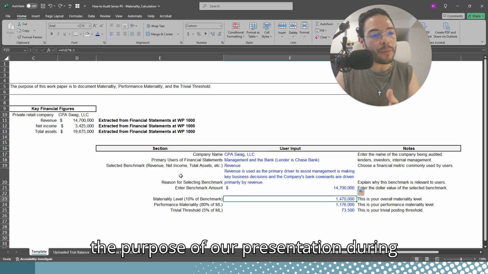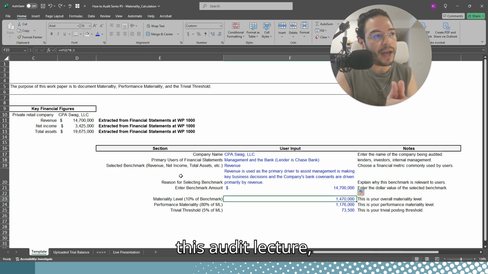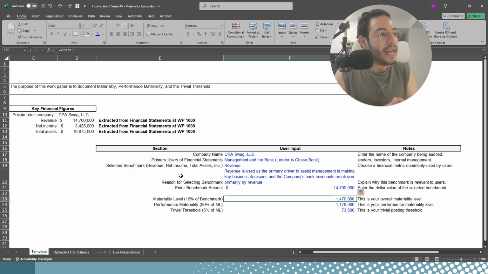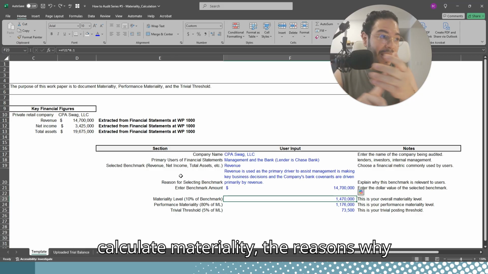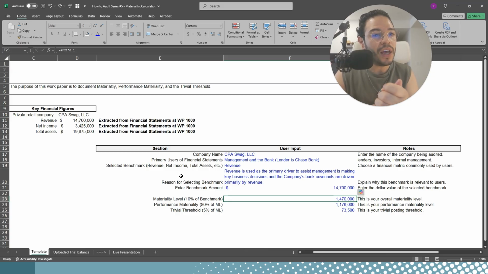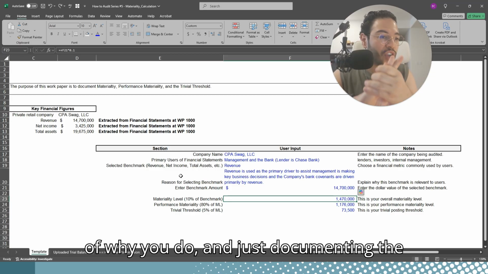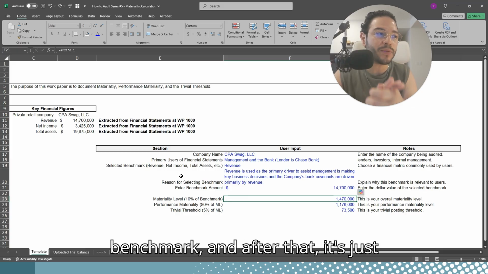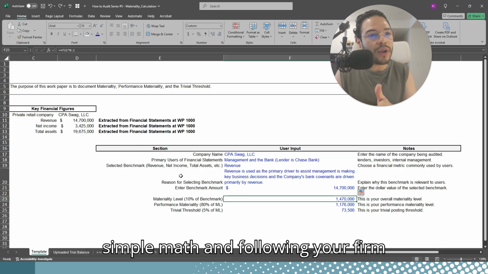But the purpose of this audit lecture is really just going over how to calculate materiality and the reasons why you would calculate materiality. The benchmark is one of the key factors, and you should document the reason why you chose your relevant benchmark. And after that, it's just simple math and following your firm policy.